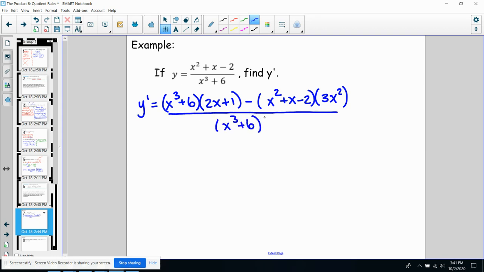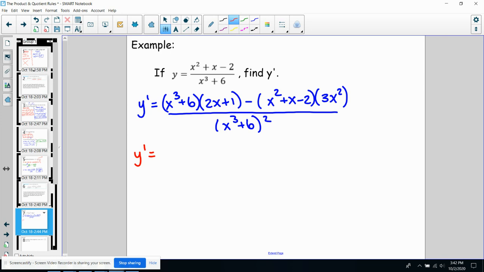So for the most part, you're just going to leave the bottom as is. You don't have to FOIL the bottom or expand anything there. The top is what you want to expand and FOIL out and simplify a little bit. So again, using that quotient rule, we've got low d high minus high d low, square the bottom, and away we go. So let's actually simplify this a little bit.